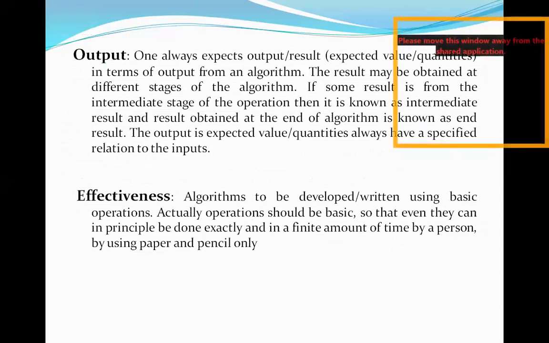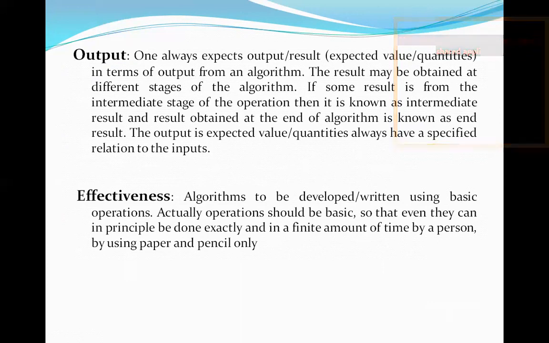Output: one always expects output values from an algorithm. The result may be obtained at different stages of the algorithm. If some result is from an intermediate stage of the operation, then it is known as an intermediate result. And the result obtained at the end of the algorithm is known as the actual result.